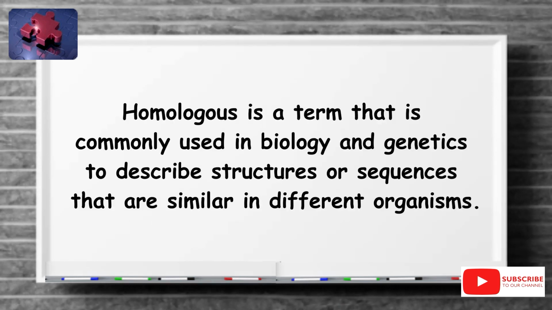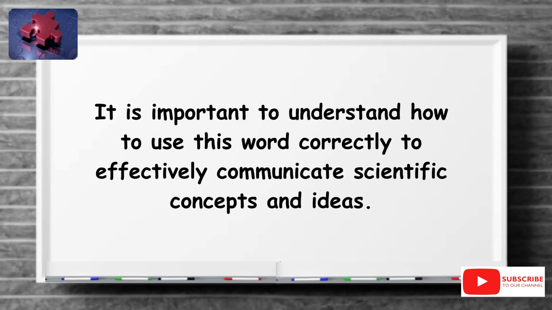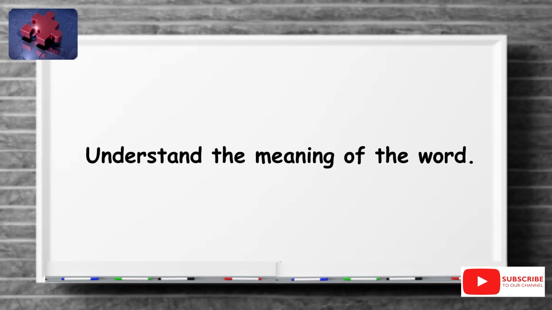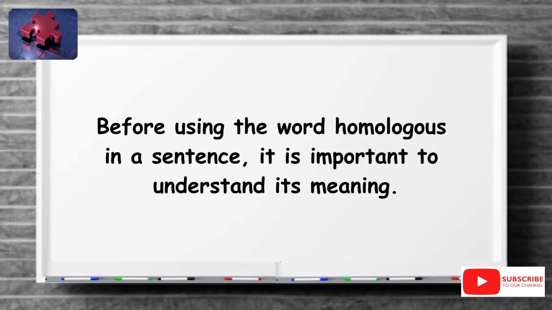Homologous is a term that is commonly used in biology and genetics to describe structures or sequences that are similar in different organisms. It is important to understand how to use this word correctly to effectively communicate scientific concepts and ideas. Here are some tips for using the word homologous in a sentence. Understand the meaning of the word. Before using the word homologous in a sentence, it is important to understand its meaning.